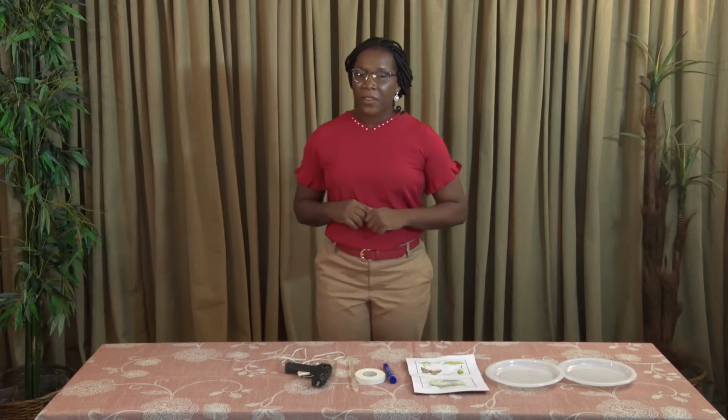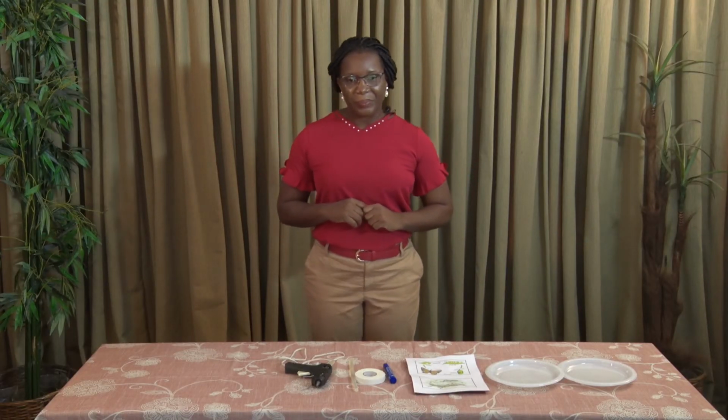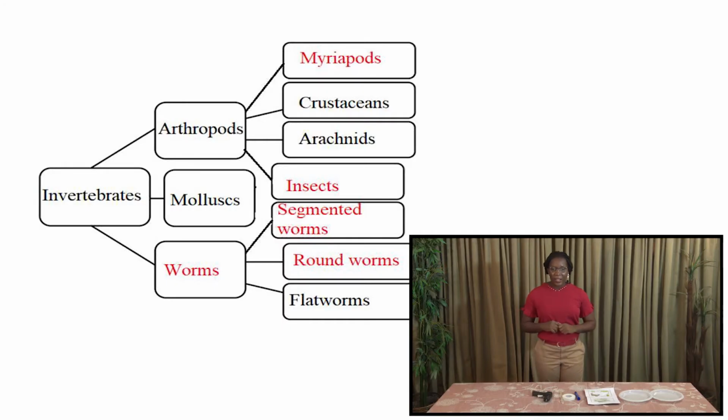Now let us see if your answers are correct. In the chart, invertebrates, the 3 main groups: arthropods, mollusks, and worms. Arthropods are divided into 4 groups: myriapods, crustaceans, arachnids, and insects. Worms are divided into 3 groups: segmented worms, roundworms, and flatworms.